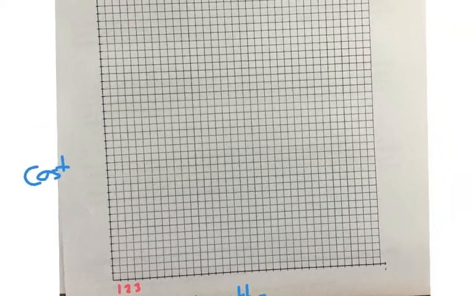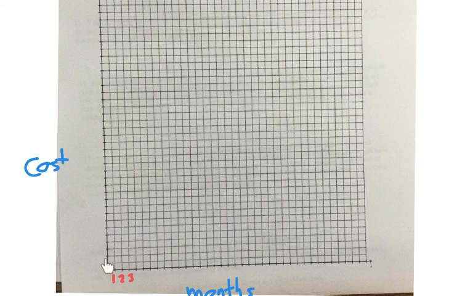Let's see, hundreds. 1, 2, 3, 4, 5, 6, 7, 8, 9, 10, 11, 12, 13, 14, 15, 16, 17, 18, 19. Okay, 50s, that would give me 100, 200, 300, 400, 500, 600, 700, 800, 900, 1,000, 1,100, 1,200, 1,300, 14, 15, 16, 17, 18.